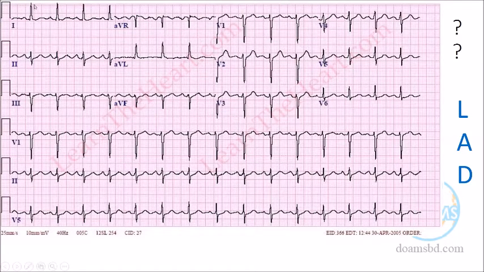Yes, because this is up, this is down. Left axis deviation. Good.